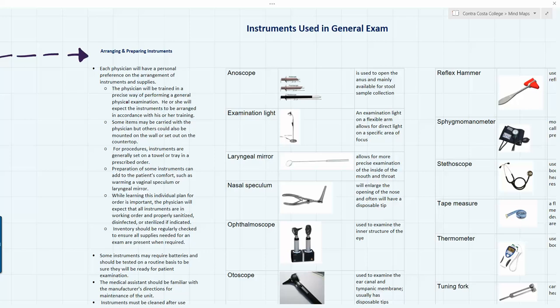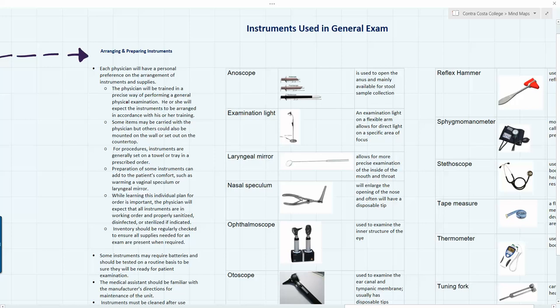So those things could be with the physician. They could be mounted on the wall. They could be set out on the countertop. You just want to make sure that they are arranged however the physician likes them to be, or if they are wall mounted or set out on the countertop, that they are in the room when they are supposed to be there.